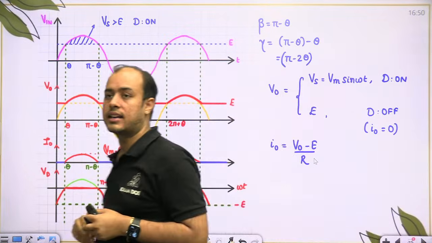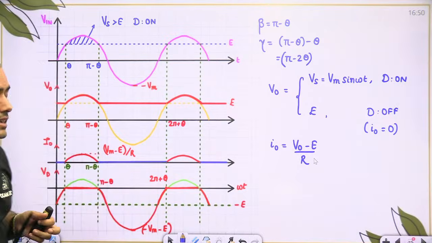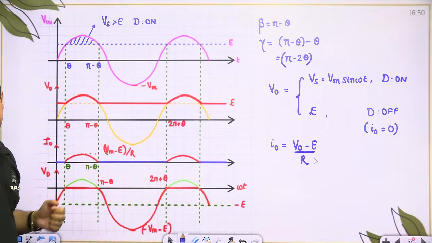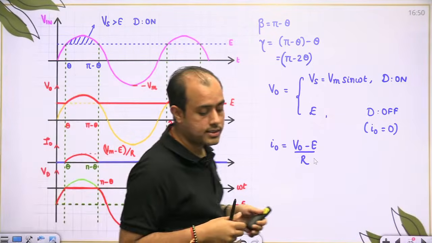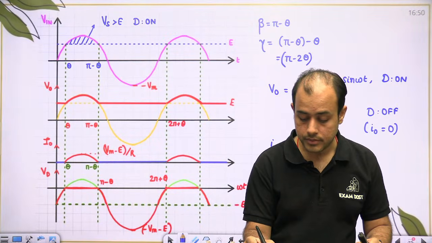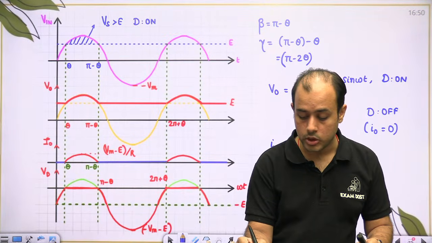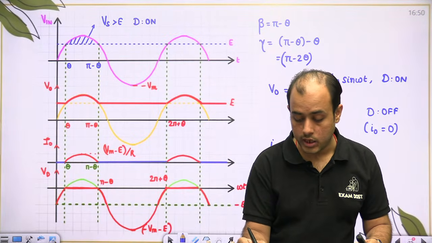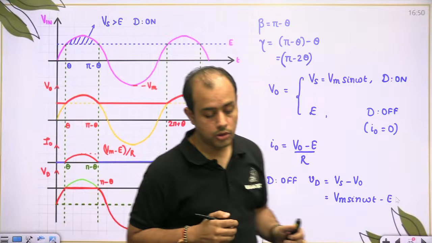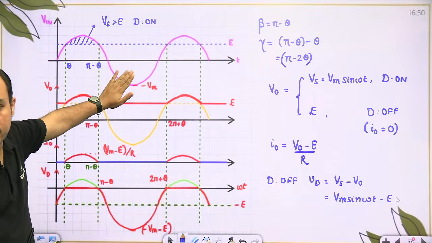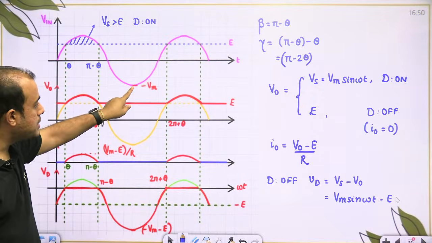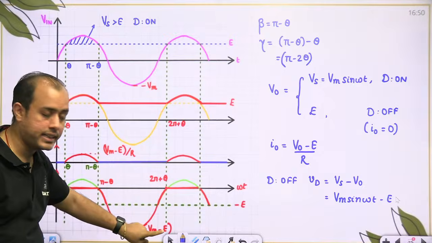पहले जो V0 का ग्राफ है इसे नीचे सरका लेना. कितना? E. So it will be centered around the time axis and then divide it by R. Now when diode is off, what is the diode voltage? Supply minus output. Output is actually equal to E, so Vm sin omega t minus E. So what I will do is, this pink curve, the supply curve, I will shift it downwards by E. So maximum negative will become minus Vm minus E.